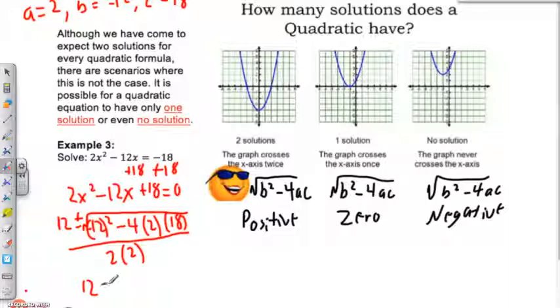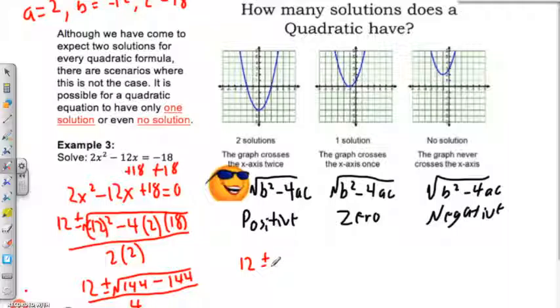We're going to get 12 plus or minus the square root. A negative 12 times a negative 12 is a positive 144. And a negative 4 times 2 times 18 is going to be a negative 144 over 4. So I'm going to simplify this, and I'm going to get 12 plus or minus the square root of 0 over 4. Now if we remember what we were just talking about, 2 solutions, 1 solution, and no solutions, we should expect this, since it has a 0 in the discriminant, the b squared minus 4ac.